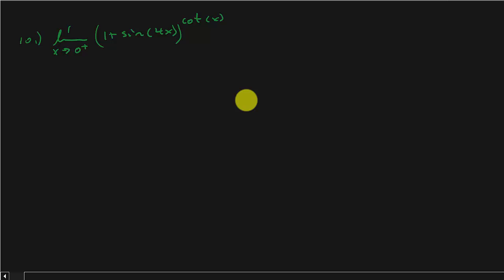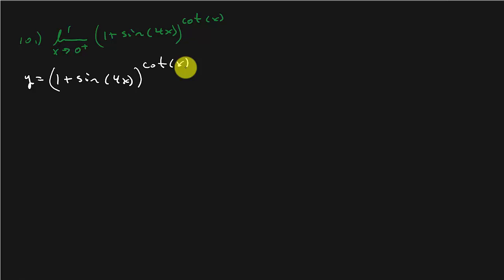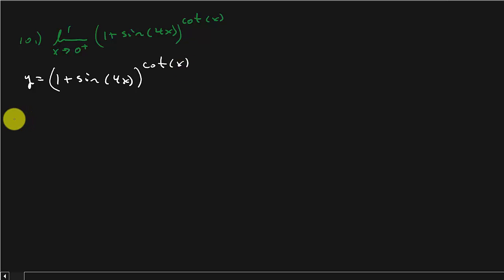So we're going to start out and we're going to say let y equal 1 plus sine of 4x. I'm going to let y equal whatever this is. Well, I'm sorry. I'm going to let y equal not what's in the parentheses. I meant to say the whole thing. That's what I'm going to let y equal. So now what I'm going to do is I'm going to take the natural log of both sides.